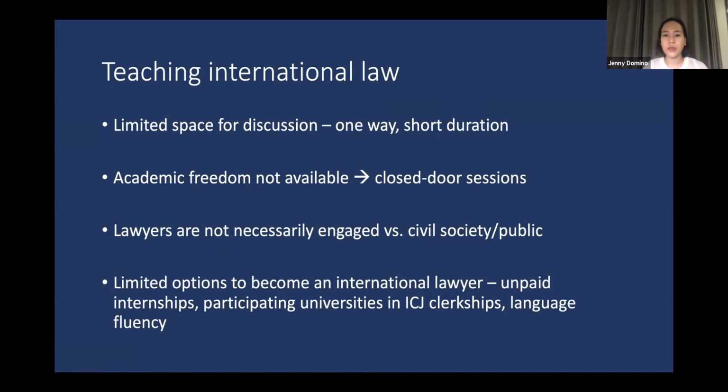If you write in a newspaper column, it's obviously one way. There's very limited opportunity for feedback or a response or reaction. If you conduct a workshop or a short course or a briefing, the duration is very brief. Academic freedom is also not available, and you need to conduct these sessions closed door most of the time, to make sure that you are not exposing yourself to physical risk.